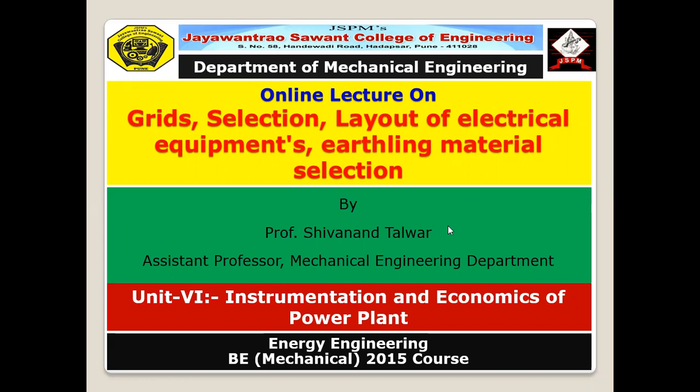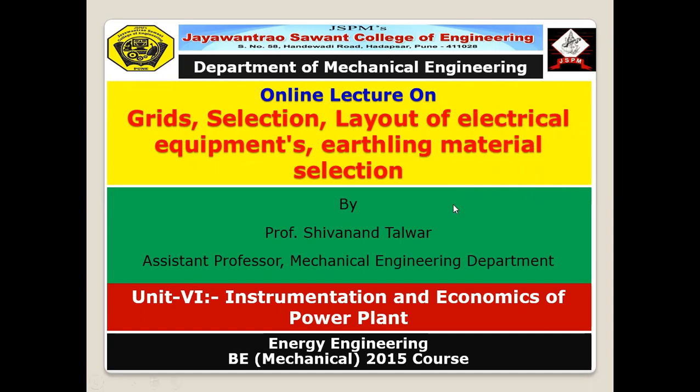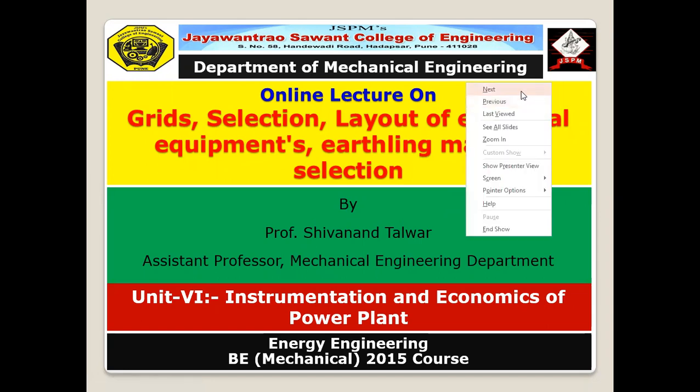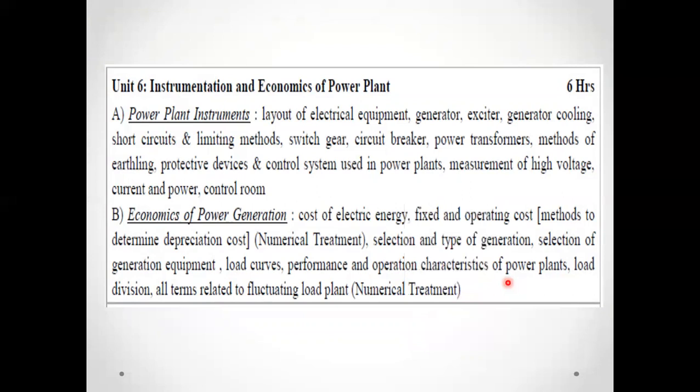In today's session, we will study unit number 6, that is instrumentation and economics of power plant. In this, we'll be studying about the grids, then selection, layout of the electrical equipment, then the earthing. This is the syllabus for unit number 6. It is divided into two parts, that is power plant instruments and economics of power generation.